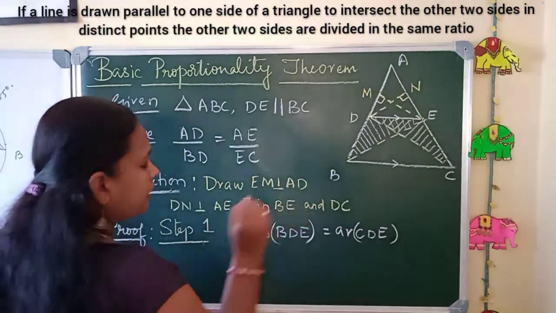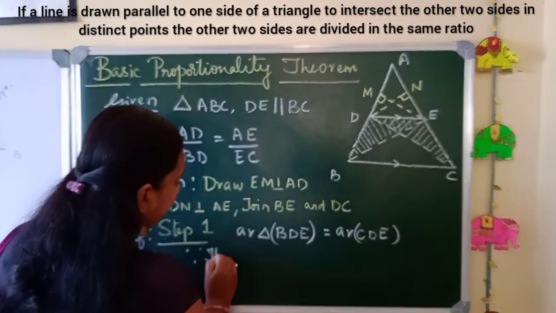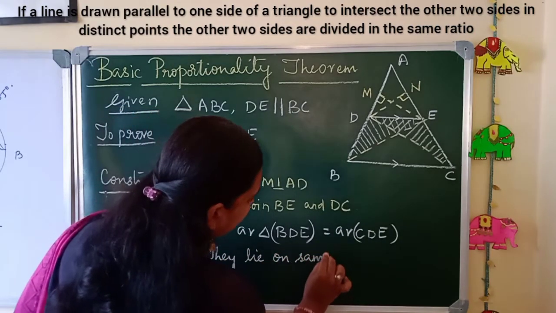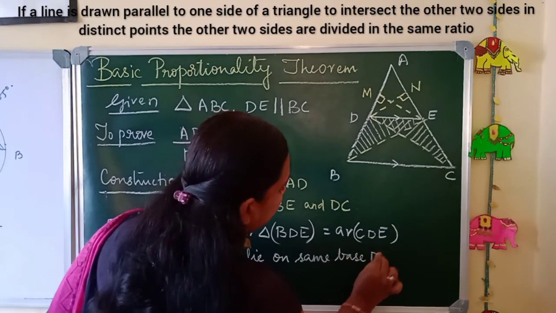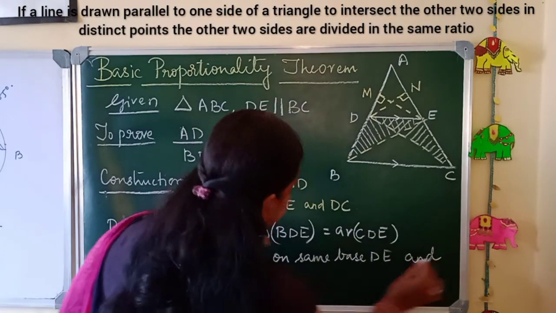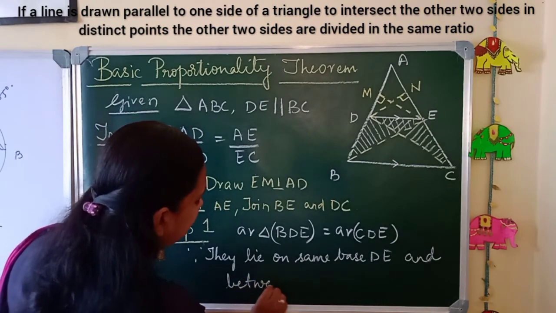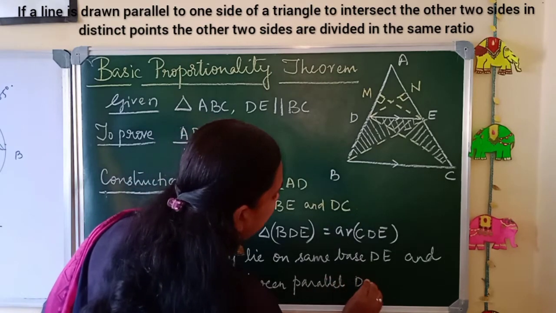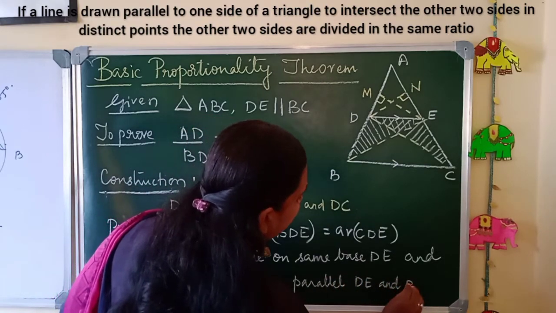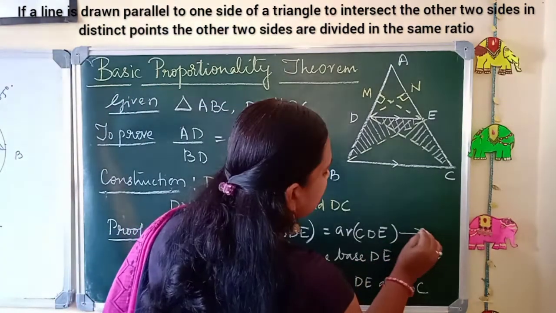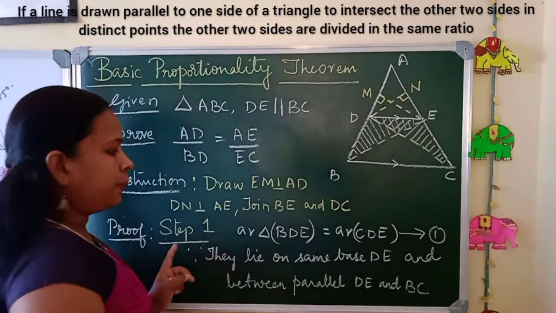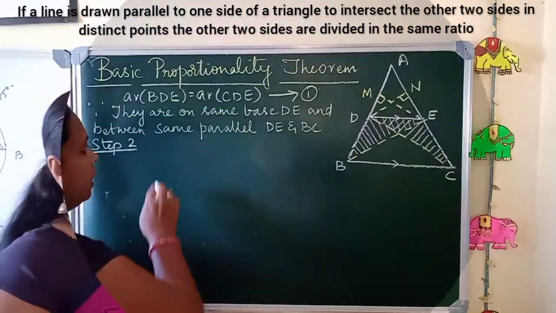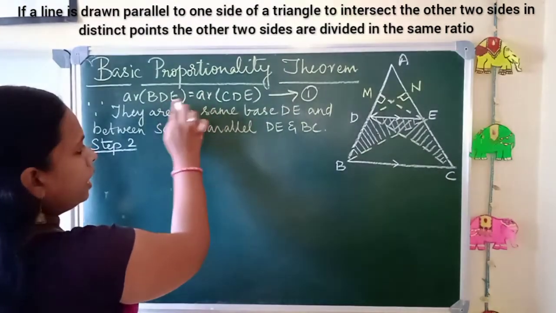What's the reason? Because they lie on the same base DE and between the same parallels DE and BC. This is compulsory, you have to write the reason. You can give this as equation 1. So in step 1, we have shown that these two areas are equal.